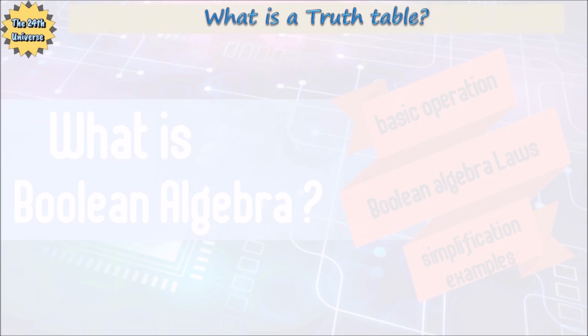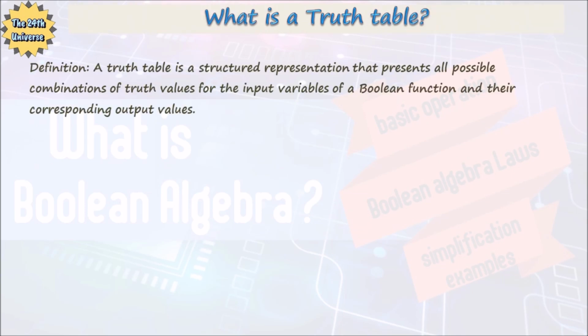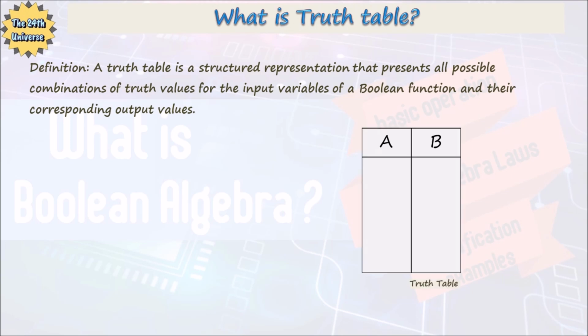Now let us look at the truth table. A truth table is a structured representation that presents all possible combinations of the truth values for the input variables of a Boolean function and their corresponding output values. Now, how is this drawn? First, a column is made for each of the variable terms. Under these columns, all the possible combinations of A and B are listed out. A and B can both be either 0 or 1 and can form pairs such as 0 0, 0 1, 1 0 and 1 1. Each of these pairs should make up one row in the table.